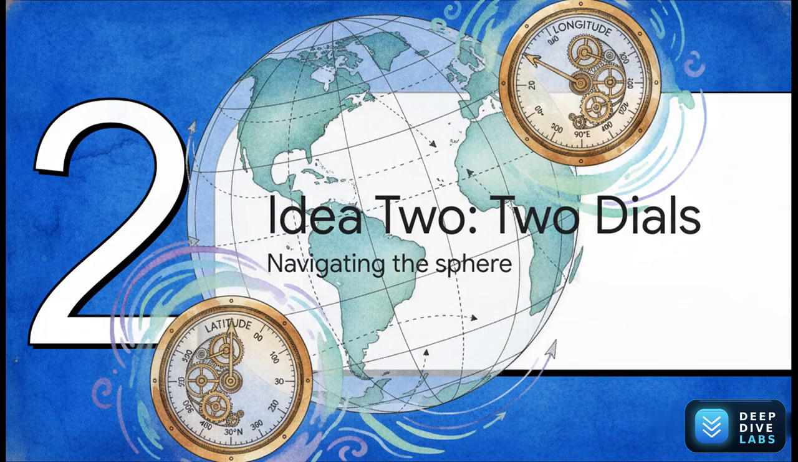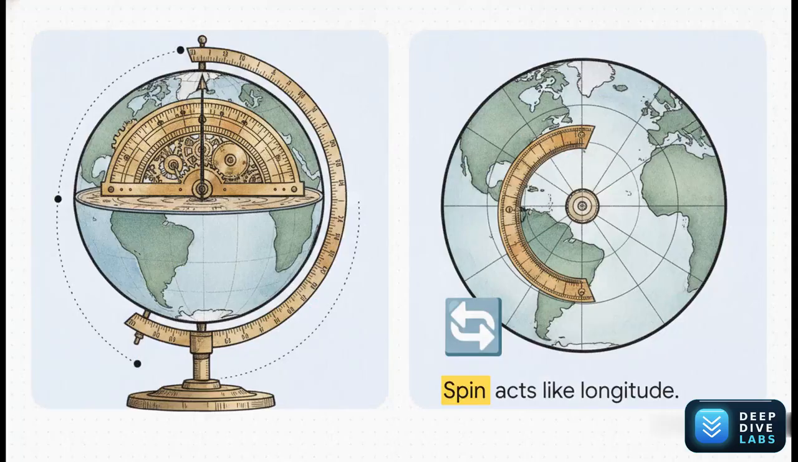Moving on to idea 2, 2 dials, navigating the sphere. So how do we actually describe a direction on this globe? Well, it's the exact same way you'd pinpoint a city on Earth, with latitude and longitude. Our qubit's arrow is actually controlled by 2 invisible dials that work exactly like those geographic coordinates. What's really fascinating here is how beautifully simple our controls are. Dial 1 is the tilt. It acts just like latitude, controlling how far down the arrow leans away from the North Pole. Dial 2 is the spin, which acts like longitude. Once the arrow is tilted, this spin dial controls how far it rotates around the equator. So yeah, just 2 simple, hand-drawn dials.